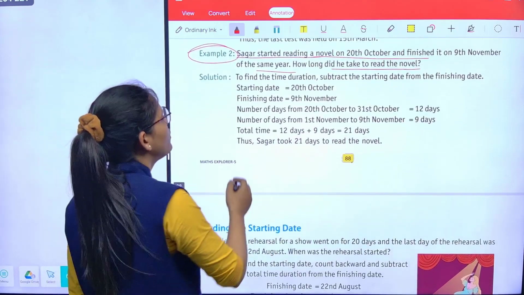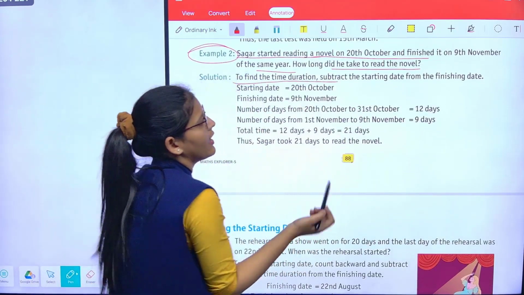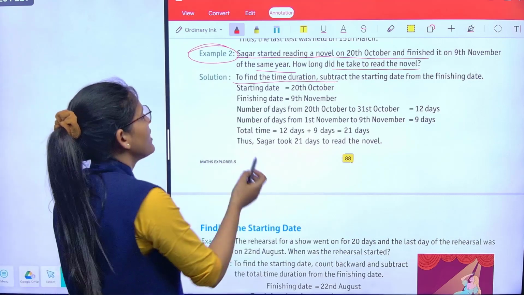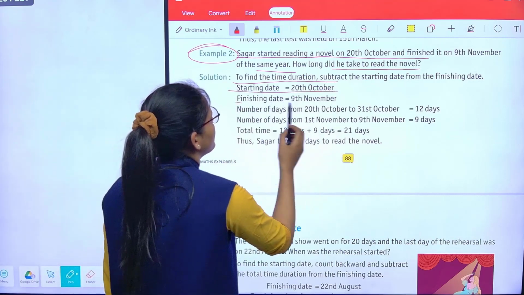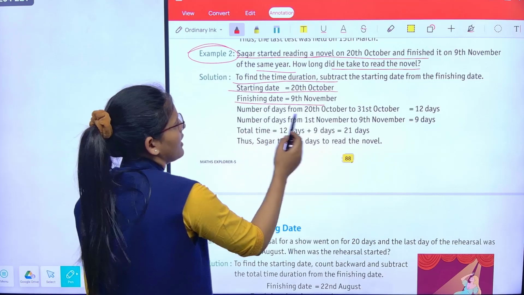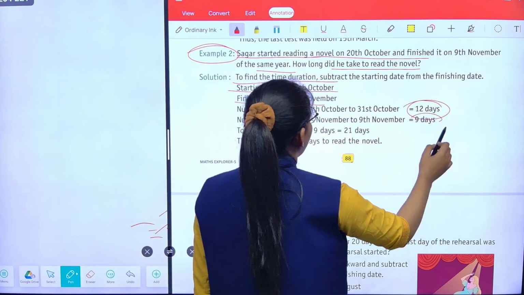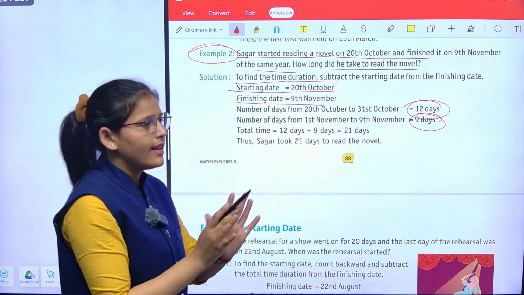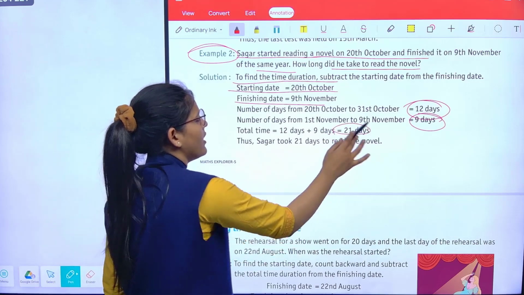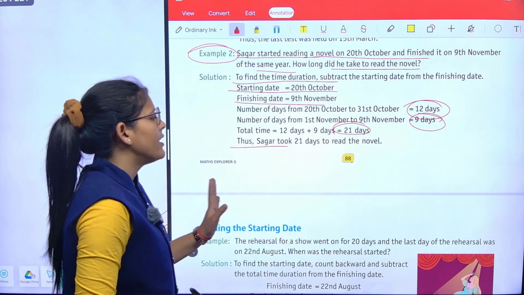Now class, solution. To find the time duration, subtract the starting time from the finishing date. Starting date 20 October, finishing date 9th October. Now class, here is 12 days, here is 9 days. Now class, add the days, that is 21 days. Sagar took 21 days to read the novel.